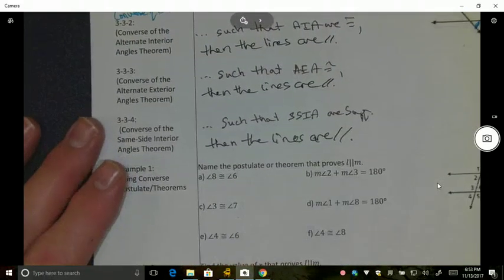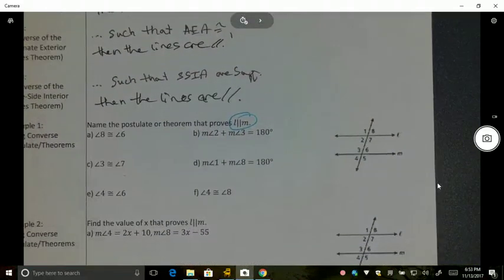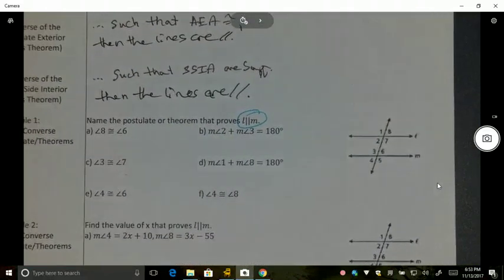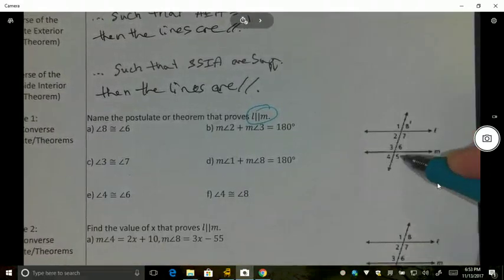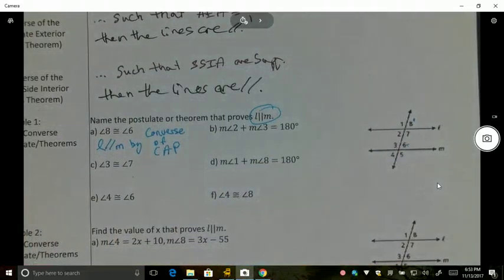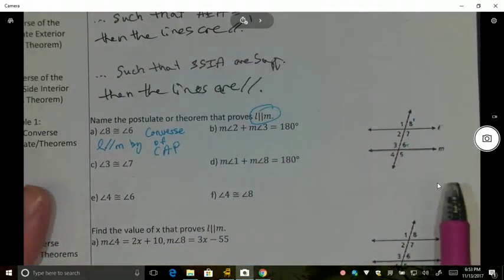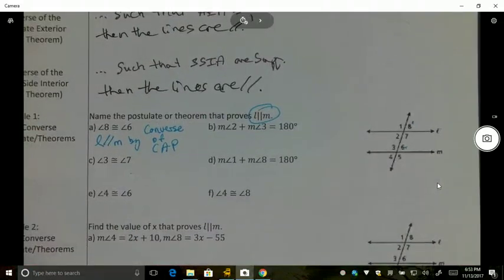So, name the postulate or theorem that proves that L is parallel to M. Right now, they're not telling us that line L and M are parallel. They're wanting us to find a way to show it. Well, they've told us that 8 and 6 are congruent, and 8 and 6 are corresponding angles. So since they are congruent, L is parallel to M by the converse of corresponding angles postulate, because the angles that are congruent are corresponding. And that's what the converse of corresponding angles postulate says, that if they're congruent, then the lines will be parallel.